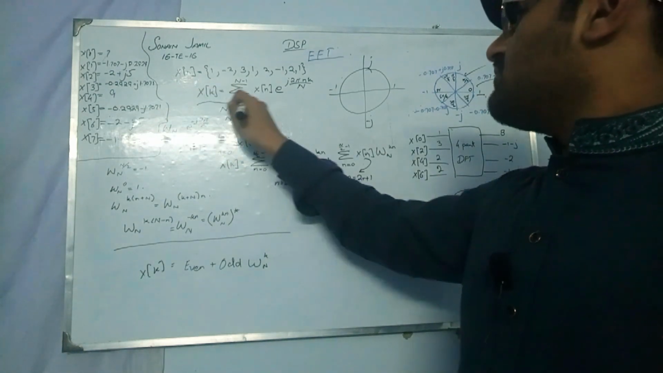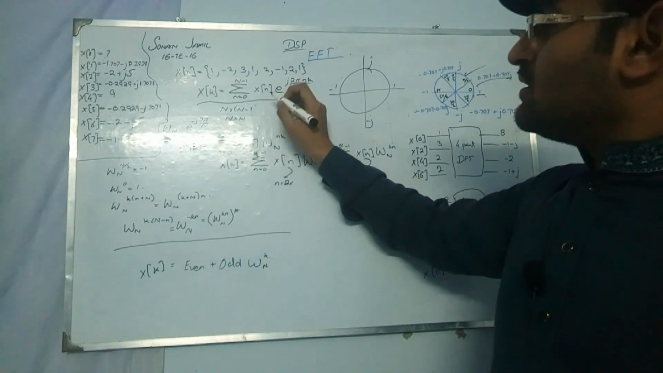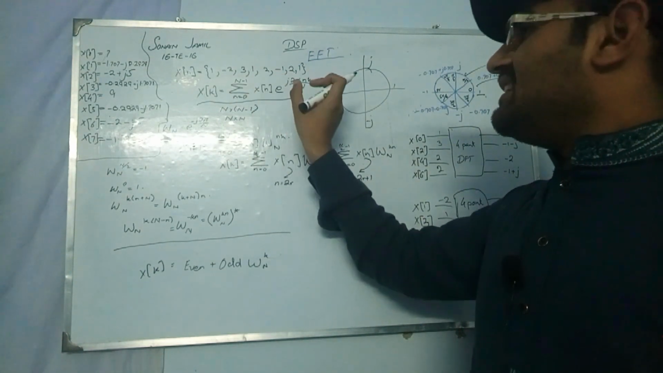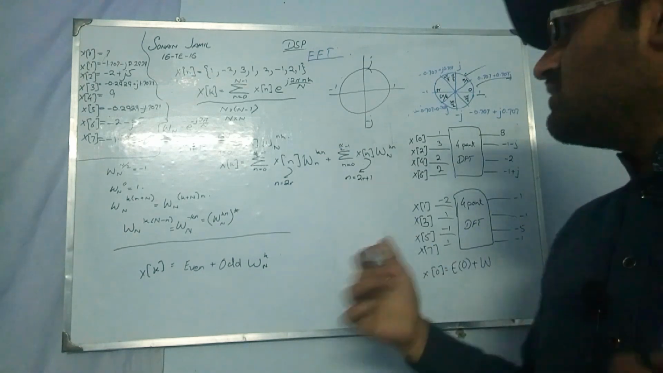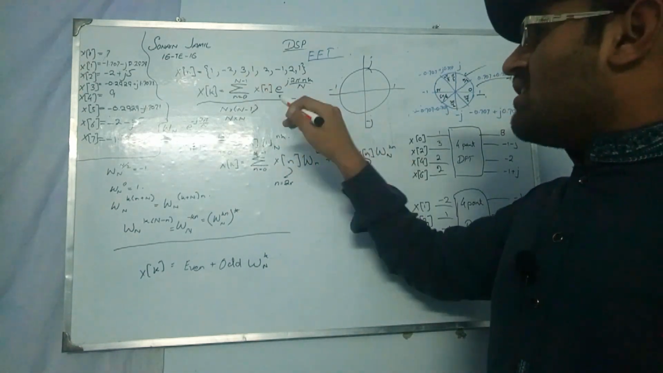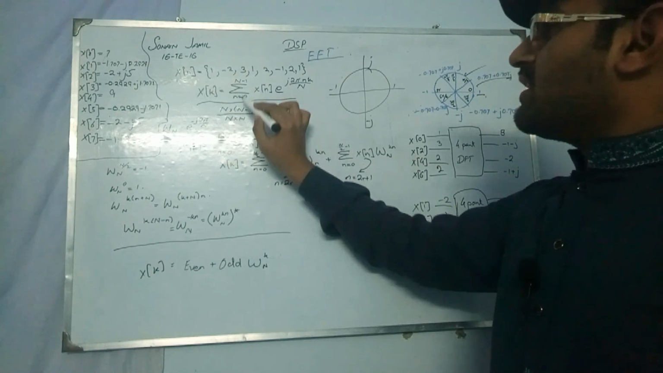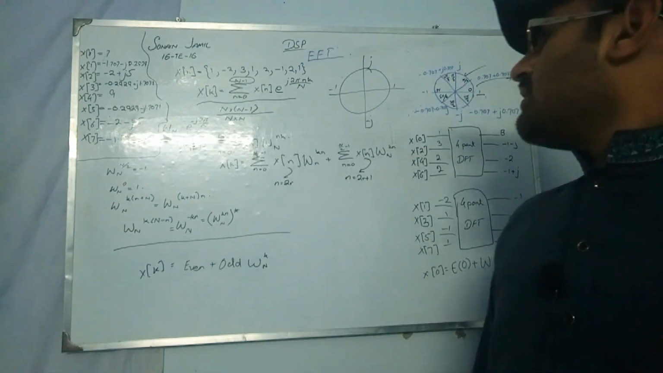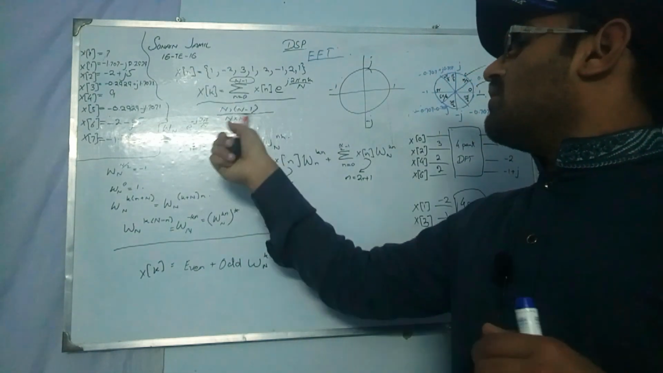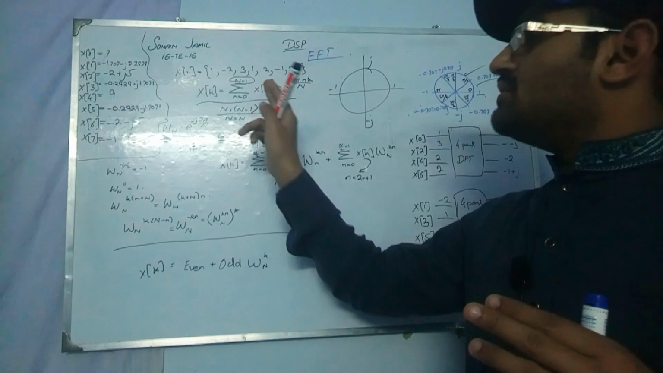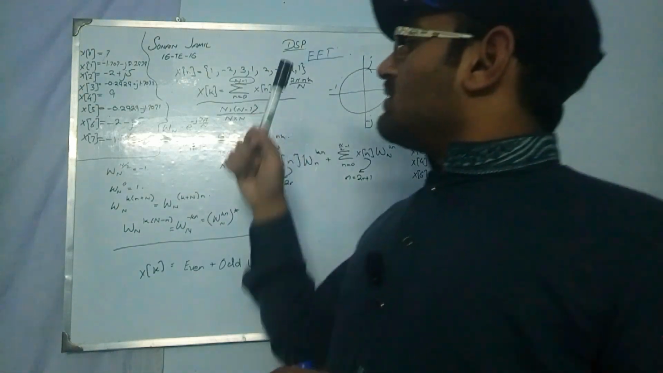As we have seen in this formula for the DFT, if we want to find the number of additions, how many additions are to be performed in this case, it will come out to be this one. Because when k is equal to 0, obviously there are N minus 1 additions.